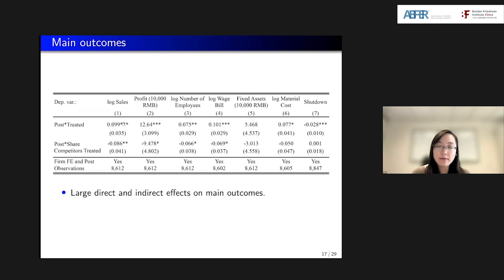In this table, we present the impact on some main indicators of performance. For example, in column 1, we can see that the treatment did substantially improve firm sales growth. But at the same time, there seems to be a big indirect effect, which is negative, from your competitors that got treated. The magnitude of the coefficient indicates that if all of your competitors in the market got treated, it can reduce your sales growth by about 8.6%, which almost offsets the positive direct effect of borrowing. And we see a similar pattern of impacts on other outcomes, such as profits, employment, and wages and material cost. The last column shows that treated firms are less likely to be closed down, but there's no indirect effect on shutdown. So overall, this table suggests that there's a large direct effect of borrowing, but also a big indirect effect from competitors.